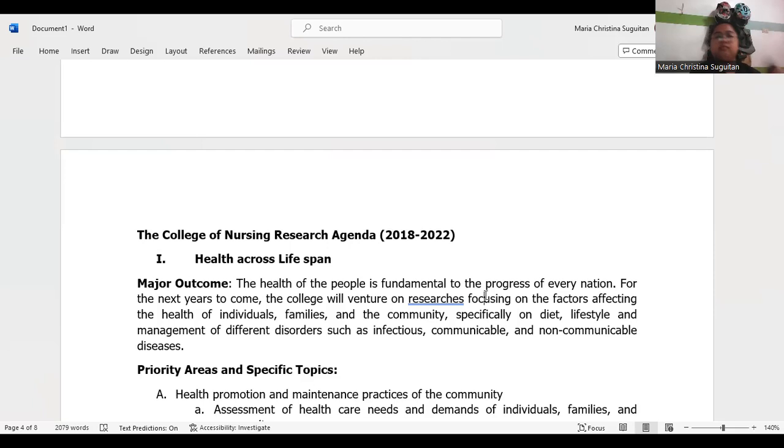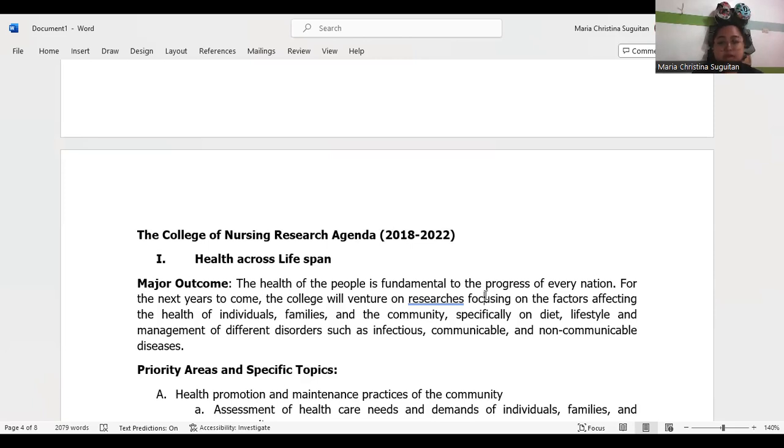So, 5 years ang gap po, guys. So, the College of Nursing Research Agenda, we have the year 2018 to 2022. So, 5 years. So, we have this health across lifespan. So, the major outcome is the health of the people is fundamental to the process of every nation. Diba? Ano ba ang role or what are the system of healthcare natin? We have the promotion, prevention, the cure, rehabilitation. So, that's part of health across lifespan.